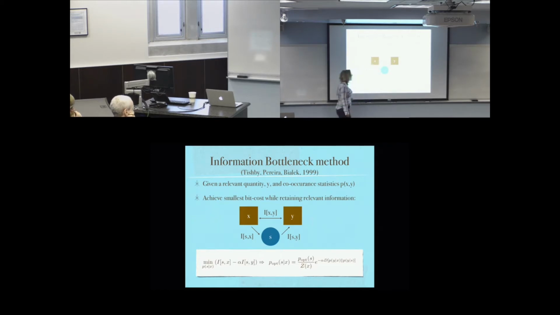Okay? Now what you wish to do is construct a summary of this x variable in such a way that you minimize the bit cost while keeping as much relevant information as possible. Okay? Simple. Again, same story as before. You get these optimal solutions that look of this type, and then here you see how this is distributional clustering, right? Because it lumps together all the data points that induce the same or similar distributions over the relevant variable into the same cluster.